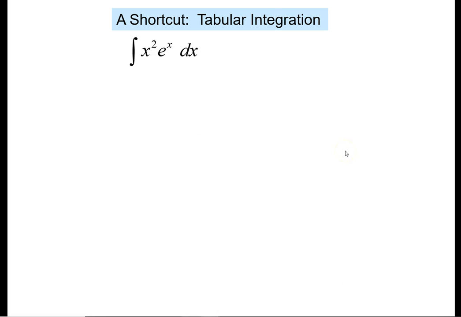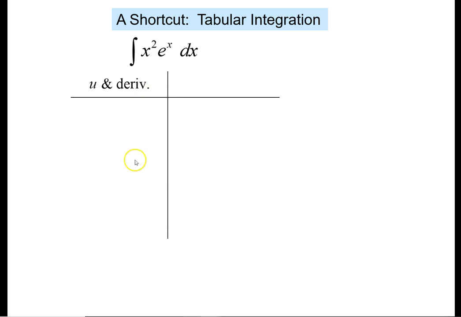So I'm looking at the integrand of x squared times e to the x. So first decide your choice for u. U is going to be the polynomial in this case, which is x squared. So that means dv is going to be the e to the x dx. So on my paper, I'm going to set up a table with two columns. The first column is u, and then it's going to be followed by all of its successive derivatives. The second column is dv, and it's going to be followed by all of its successive integrals.